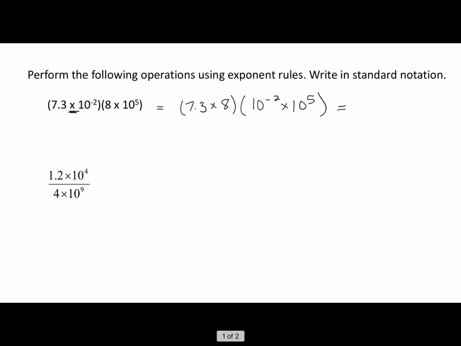Because I can multiply 7.3 times 8, and that's going to give me one decimal place, so 58.4. And I can multiply the base 10s. So I keep that base and I add the exponents. Negative 2 plus 5 gets me an exponent of 3. So this is our answer in scientific notation.